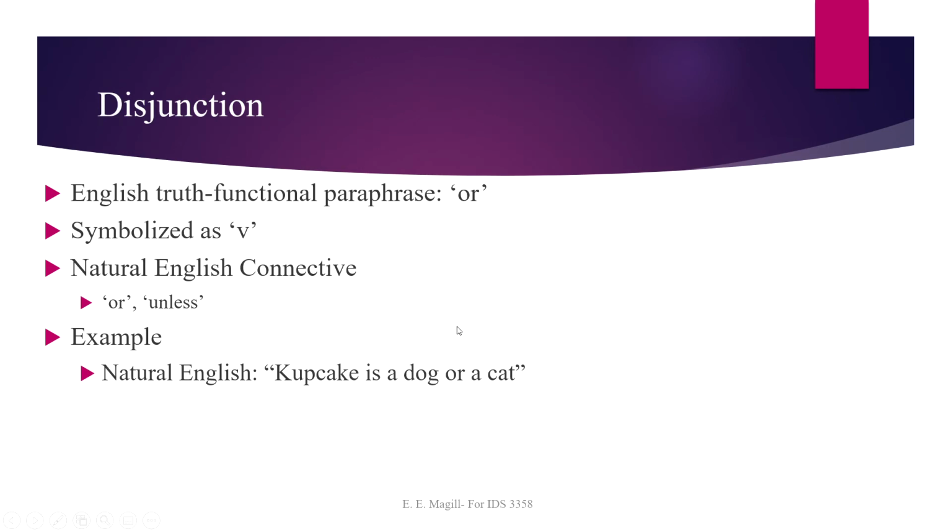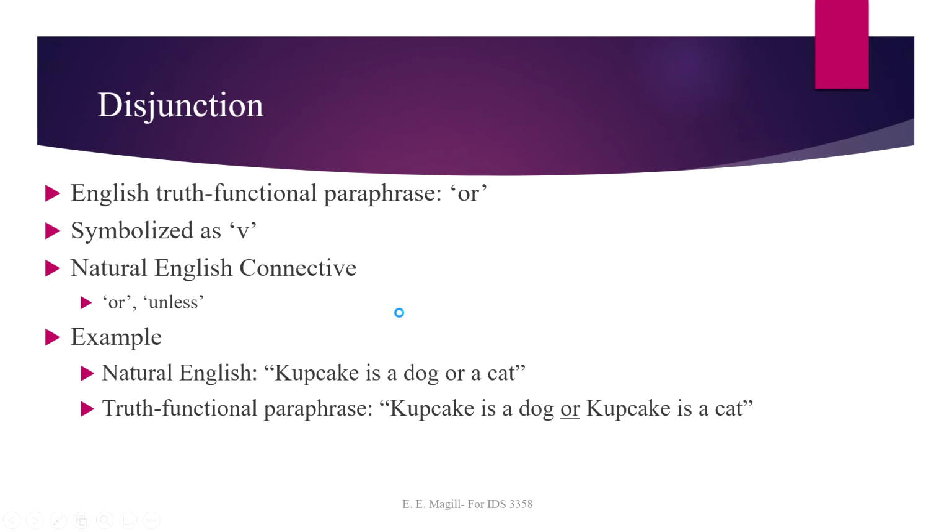So here's an example: Cupcake is a dog or a cat. We're going to put that in a paraphrase with complete sentences: Cupcake is a dog or Cupcake is a cat. And then to symbolize it, I have D for Cupcake is a dog, the v for that disjunction, and then C for Cupcake is a cat.